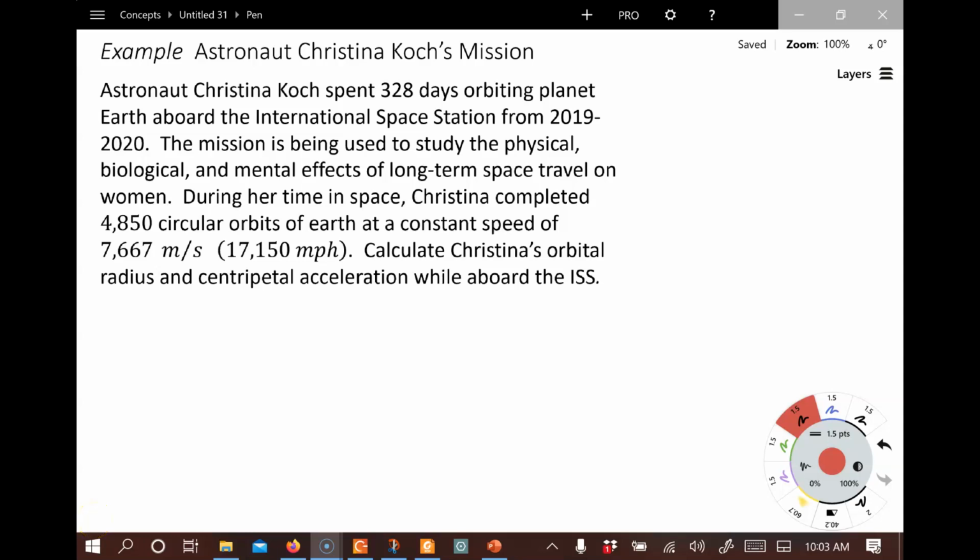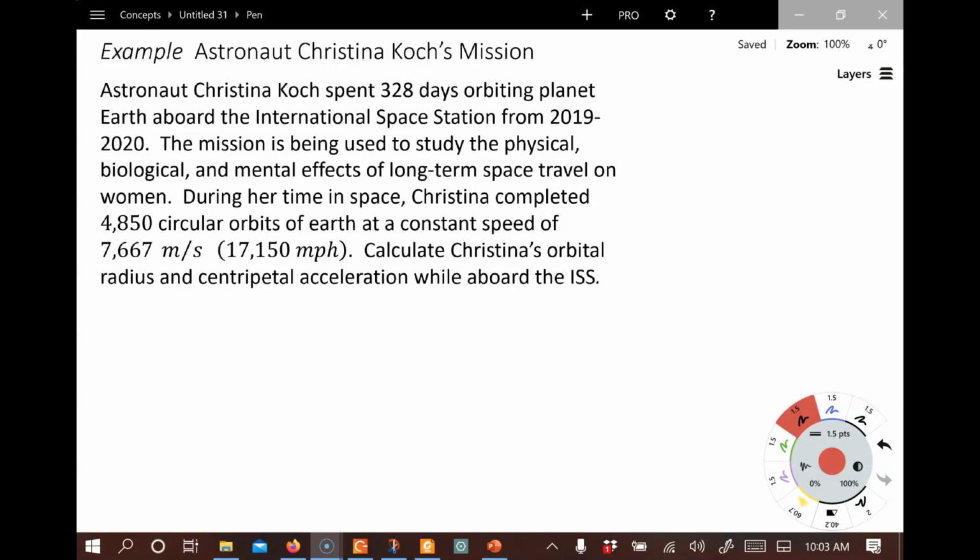Hi, this is an example problem on the kinematics of uniform circular motion. This is a realistic, true-life problem about an astronaut that spent time up in the International Space Station. So take a moment, pause, and read the question here.